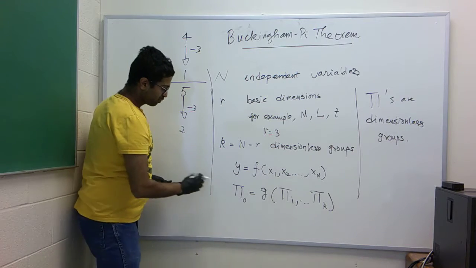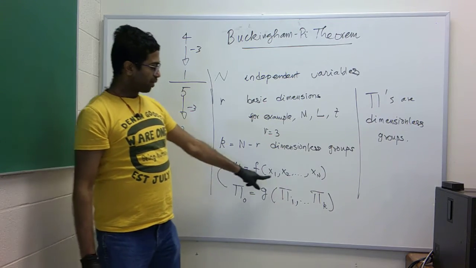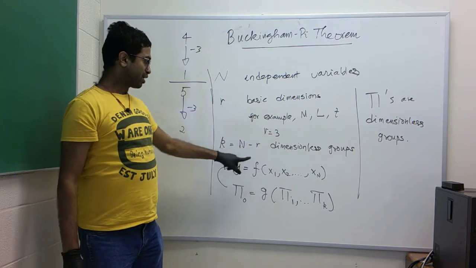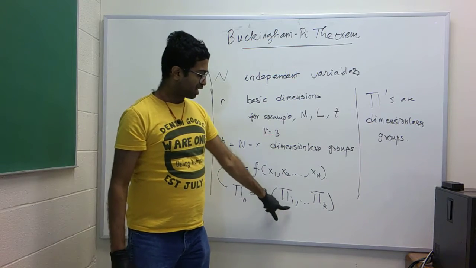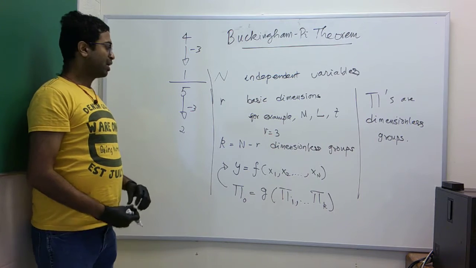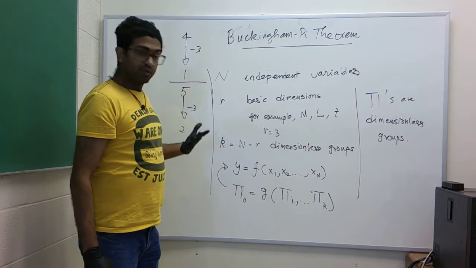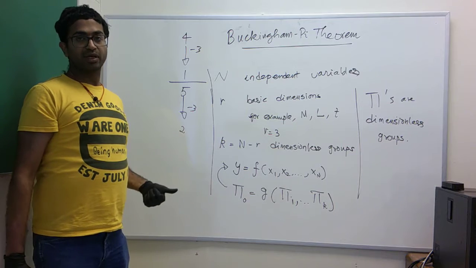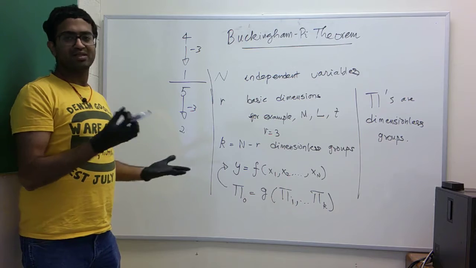So pi naught is a non-dimensionalization of the dependent variable, and pi 1 to pi k is the non-dimensionalization of the remaining variables. If you have taken away r, the remaining n minus r are expressed as dimensionless groups. That is the Buckingham pi theorem, and the way we generally figure out pi 1, pi 2, etc. is either by inspection or by just matching the dimensions, which is more or less saying the same thing.